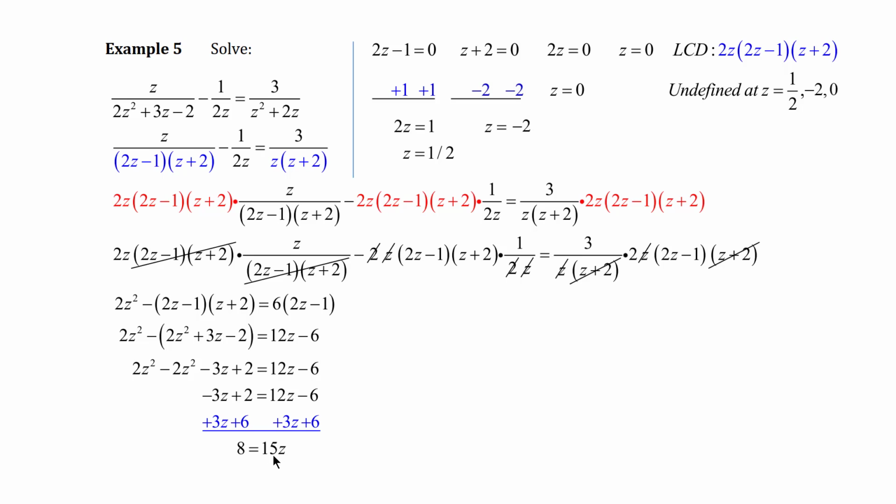Next, we get rid of the 15 by dividing both sides by 15. We have 8 divided by 15 equals 15z over 15. The final result is z equals 8 over 15. We write our final answer in set notation using curly brackets and 8 over 15 on the inside.